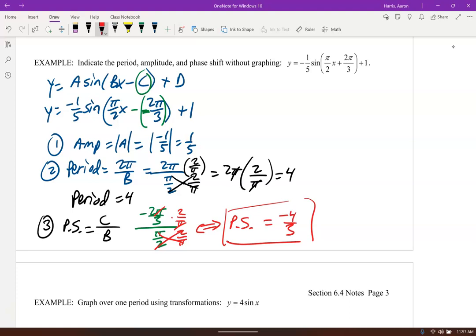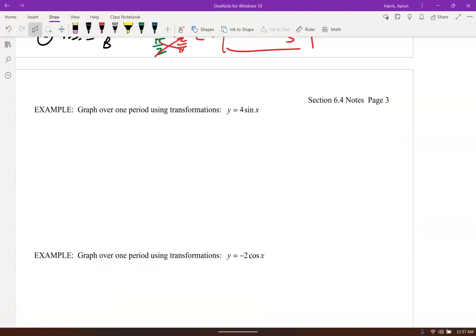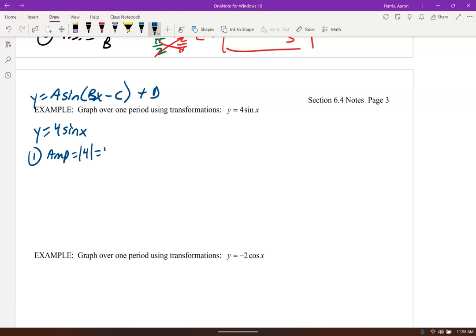Okay. All right, let's keep going here. So here we got 4 sine of x. Let me write this. So we got 4 sine of x. So number one, I would note my amplitude. Remember, y equals a sine of bx minus c plus d, right? The amplitude is just the absolute value of a. So the absolute value of 4, which is 4, okay?